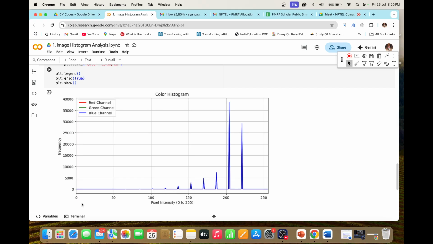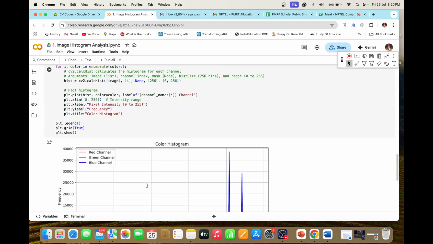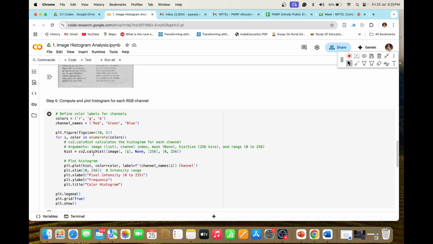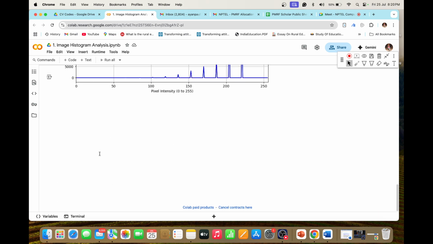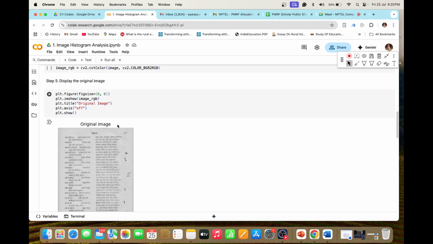This is the pixel intensity value from 0 to 255, and you can see that for some pixel values there is a peak, that means there is frequency, and for other pixel values there is no frequency. Okay, so this is the image histogram, and this is how you can get it. Again, this is Python code, so there is a library for this, the histogram function. You just call this function, and your image histogram can be displayed for any image that you give.